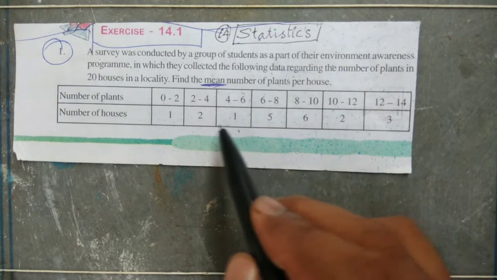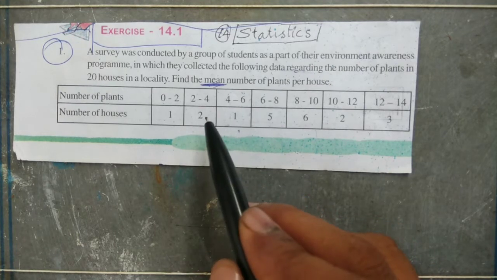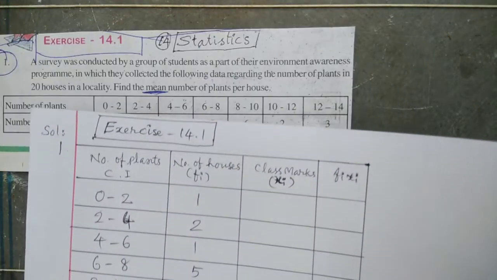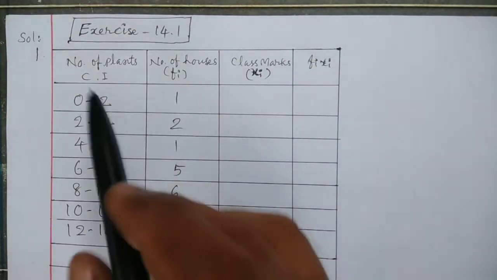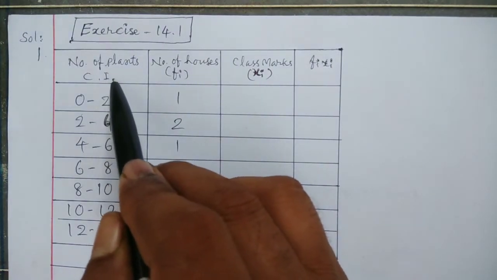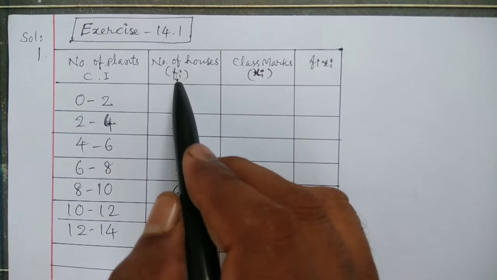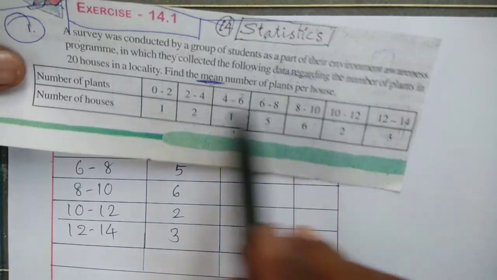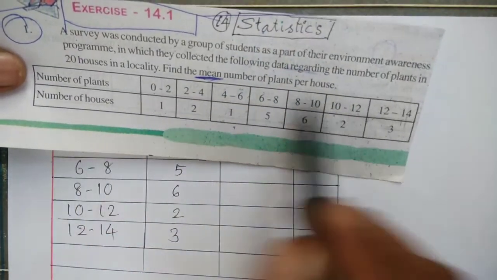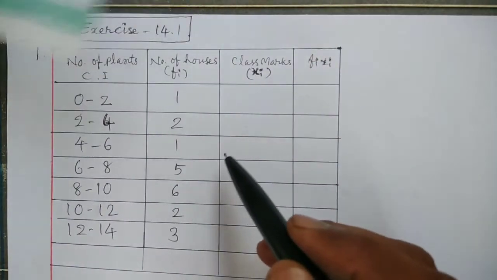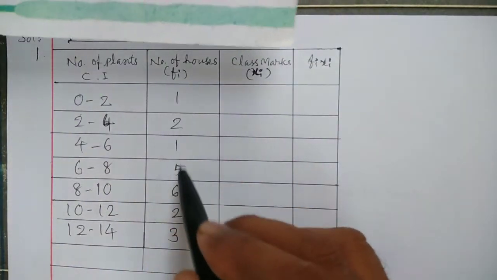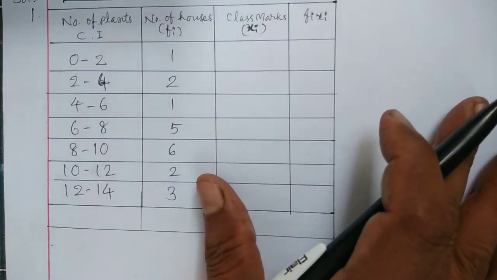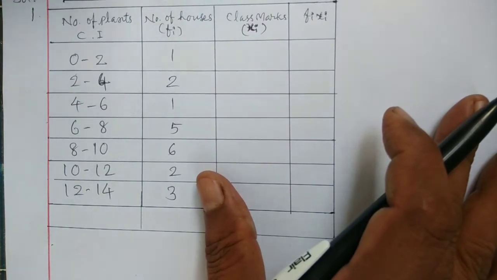Basing on this question, we have to draw a table like this: number of plants, class interval, number of houses, fi. We have to write these rows like columns, two columns. Here we have smaller numbers only, that's why we have to use the direct method to find the mean.